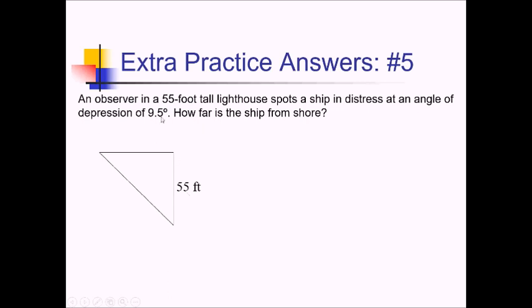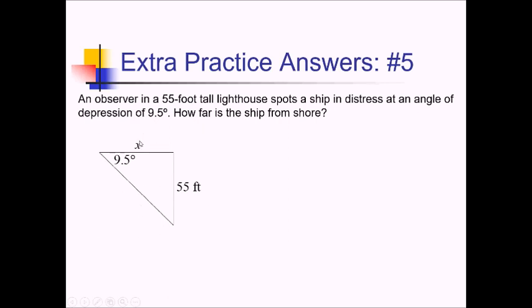And let's see, we have an angle of depression of 9.5 degrees. So that's between the horizontal and the hypotenuse for angles of depression. So the 9.5 goes right in there. And then we want to know how far the ship is from the shore. Well, here's the shore down here at the foot of the lighthouse. Here's the ship. So we want this distance here, which corresponds to this other distance in the triangle at the top. So this is our x up here, but it really is talking about this distance down here.